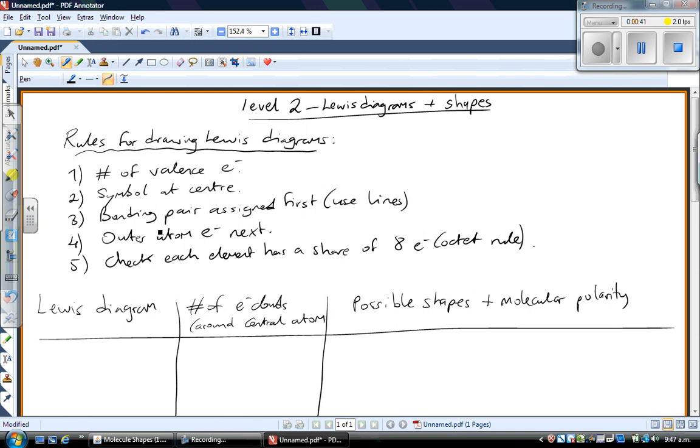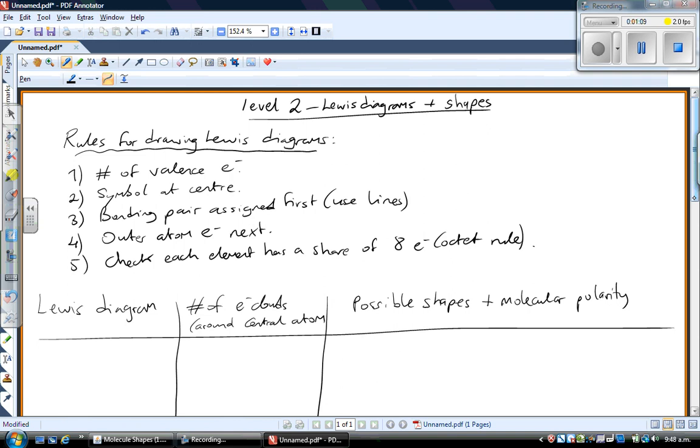Then what I do is I assign bonding pairs of electrons first, and I just use lines to represent those because if you don't use lines, it tends to become particularly messy as the molecules get more and more complex. So use lines for bonding pairs. Number four then is to assign electrons to the outer atoms finally, and then the final step is to check that each element has a share of 8 electrons, which is observing the octet rule.